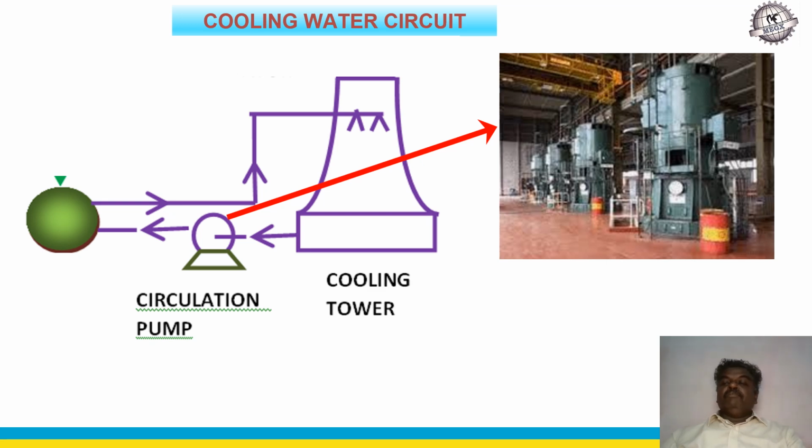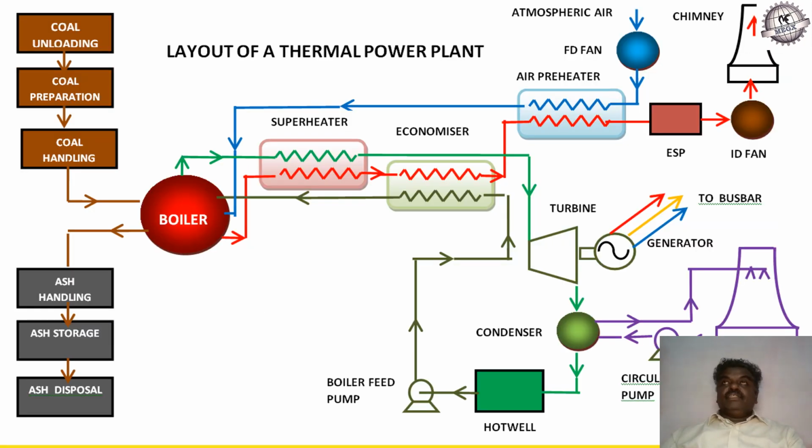Normally, the circulation pump will be of a higher capacity. As you could see, the size of the circulation pump would be very large, driven by very powerful motors, because it has to handle a huge quantity of water. So with that, the cooling circuit is complete.